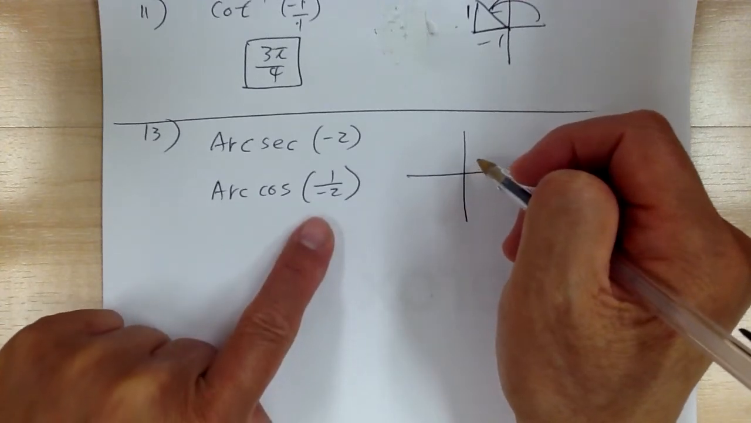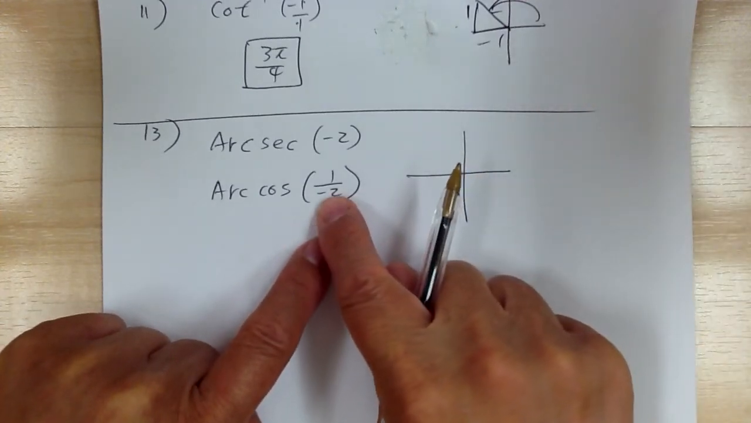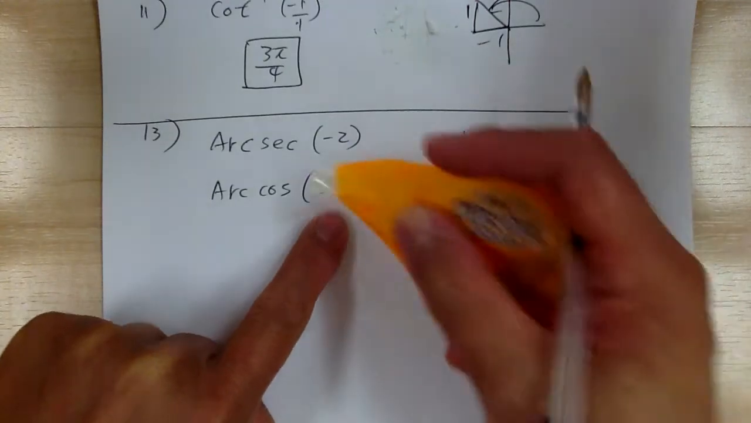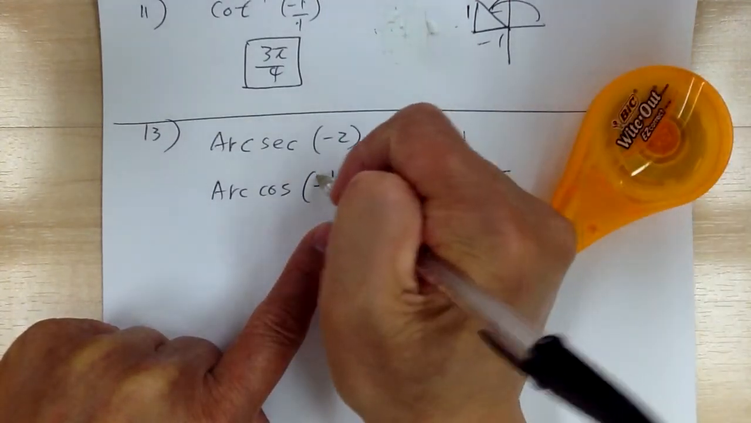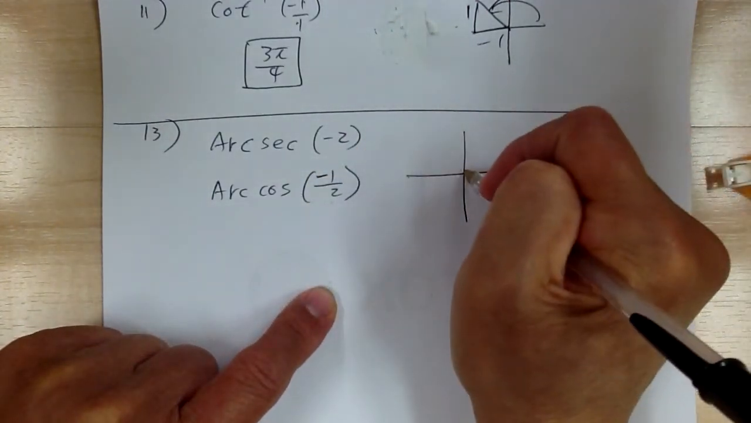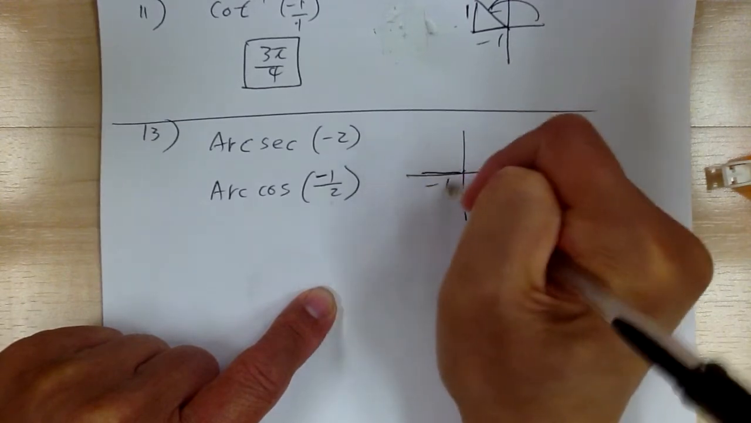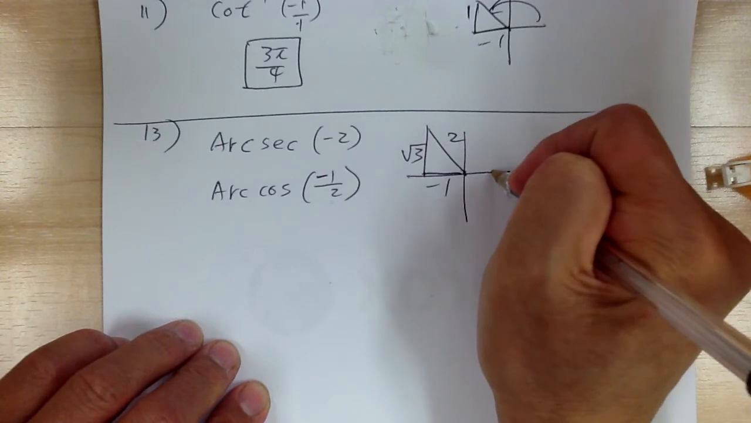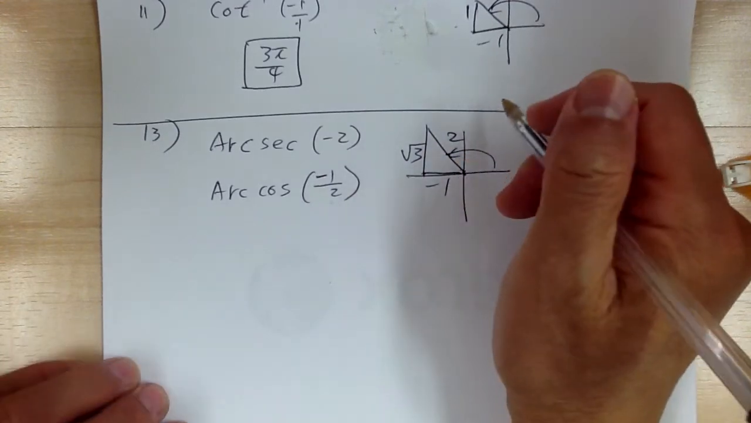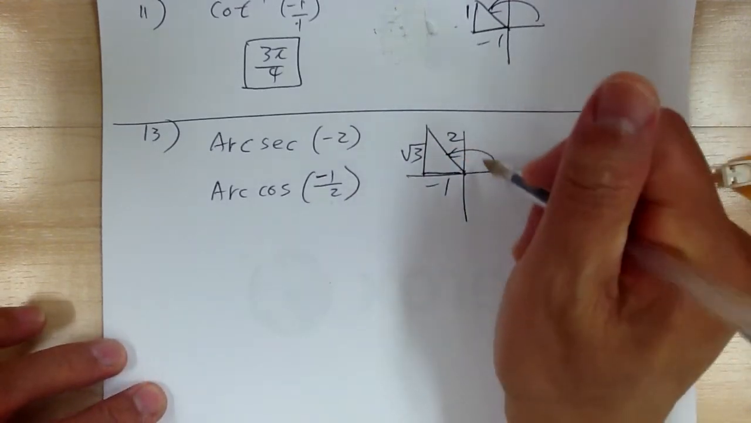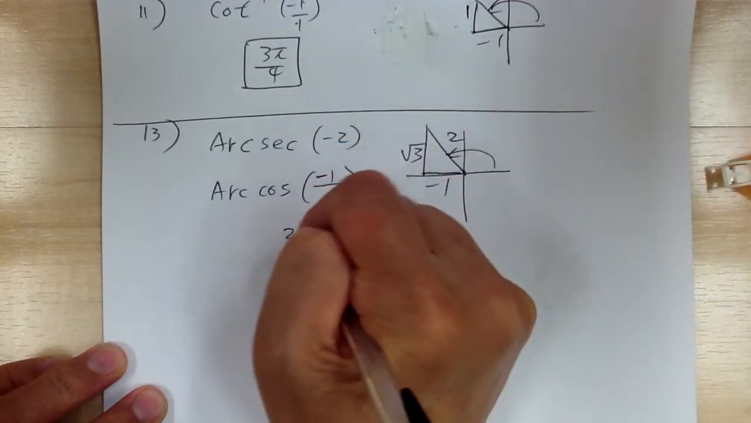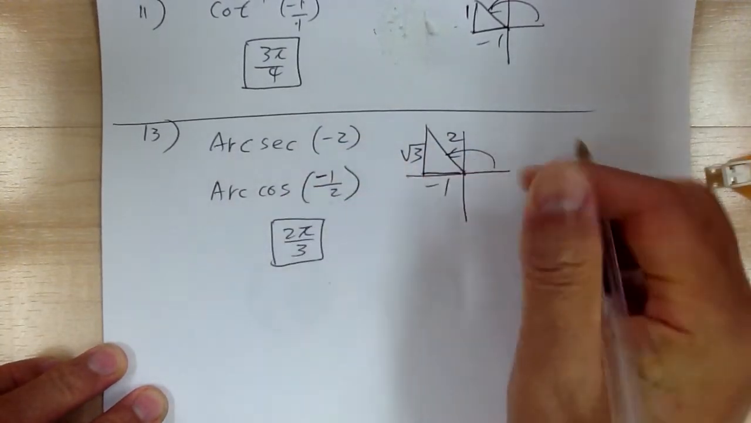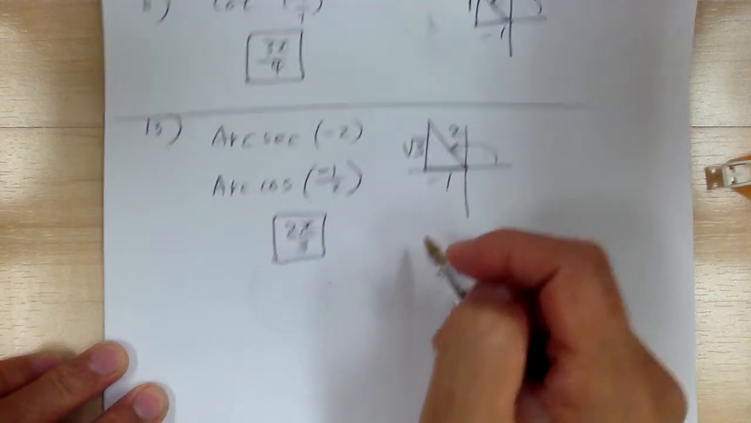So with this one, you know the hypotenuse has to be positive, so the negative has to go with the 1. Okay? So you're going to get negative 1, 2, so this would be square root of 3. So in this case, your theta is going to be equal to 2 pi over 3. Right. So again, it's going to be 120 degrees.